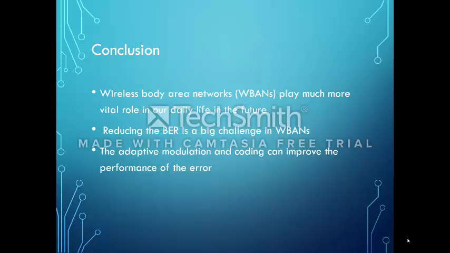And at the last, I will give the conclusion of my project. Wireless body area networks will play a much more vital role in our daily life in the future. Reducing the BER is a big challenge in WBANs. Adaptive modulation and coding can improve the error performance. So, the research of adaptive modulation and coding is significant to make sure of the possibility of WBANs.